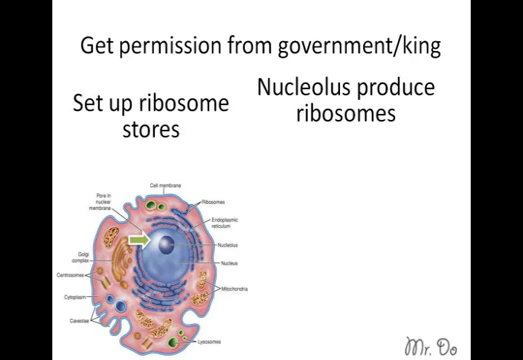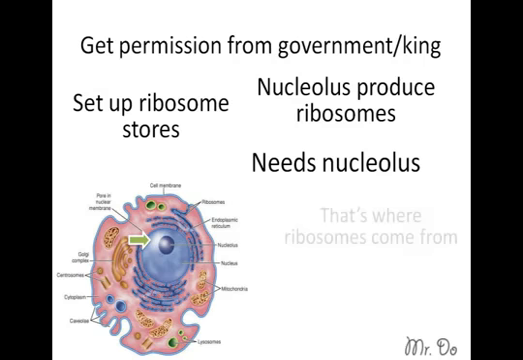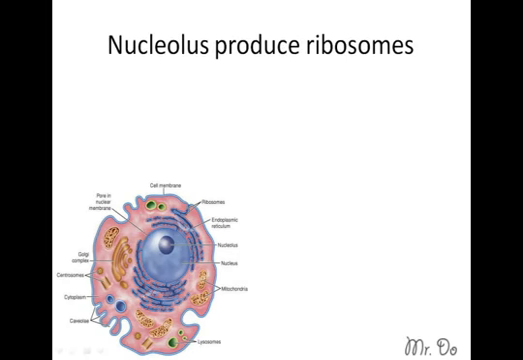So in order to set up stores, you need permission from the king and the government. Therefore, you need the nucleolus. So the nucleolus is responsible for creating ribosomes, and the nucleus just stores information. So if you were to do the math here, the nucleolus produces the ribosome, the kings or the government give permission in order to create the store.